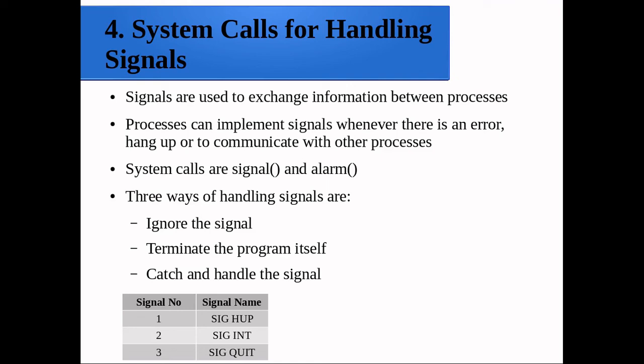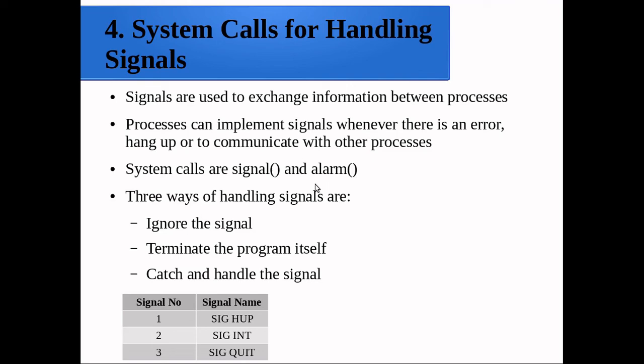Now we are moving on to the last type of system calls, that is system calls for handling signals. So what is the purpose of signals? When one or more processes are executing, if a process wants to communicate with another process, or if any error has occurred, or if this process has hung up, at that time it will send a signal.